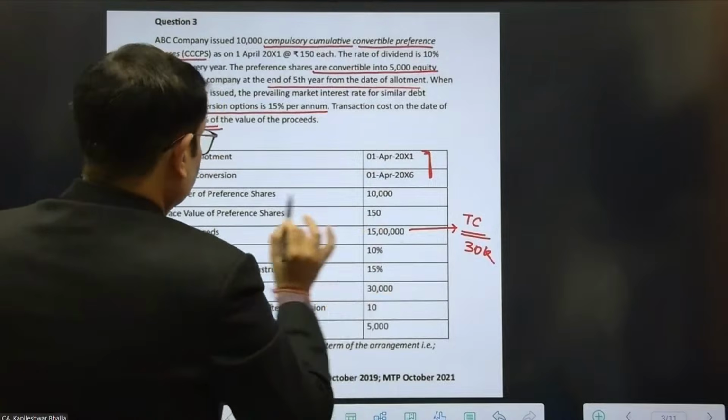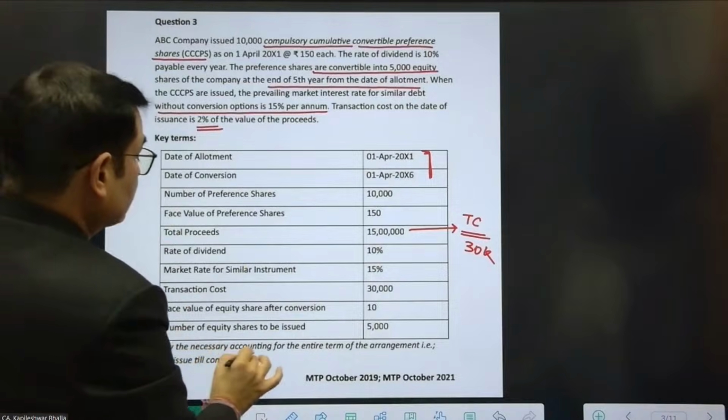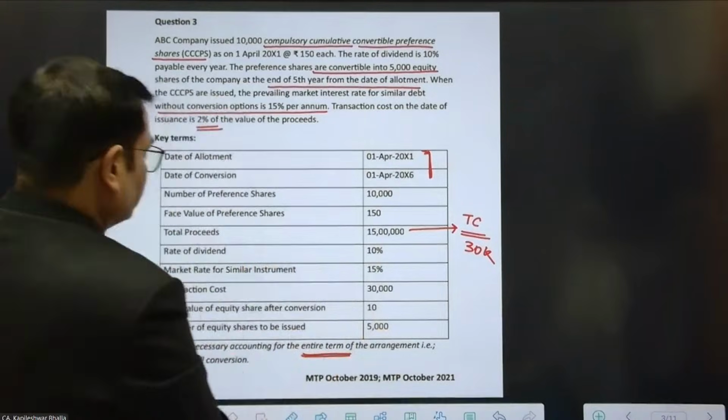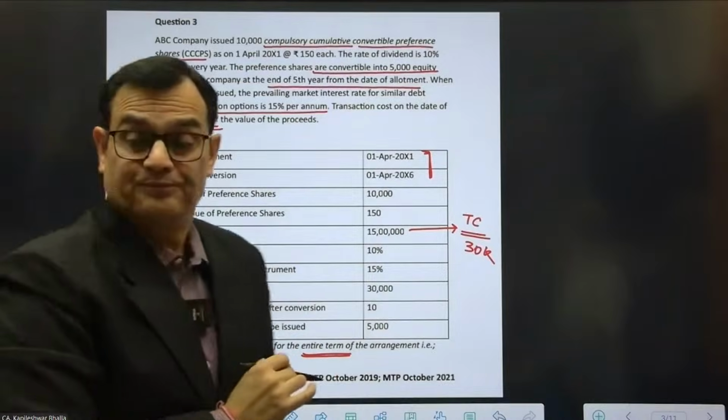Transaction cost is already given as 30, the face value of the equity shares is 10 and the number of shares is 5. Necessary entry for the entire term of the arrangement from issue till conversion. From issue till conversion.